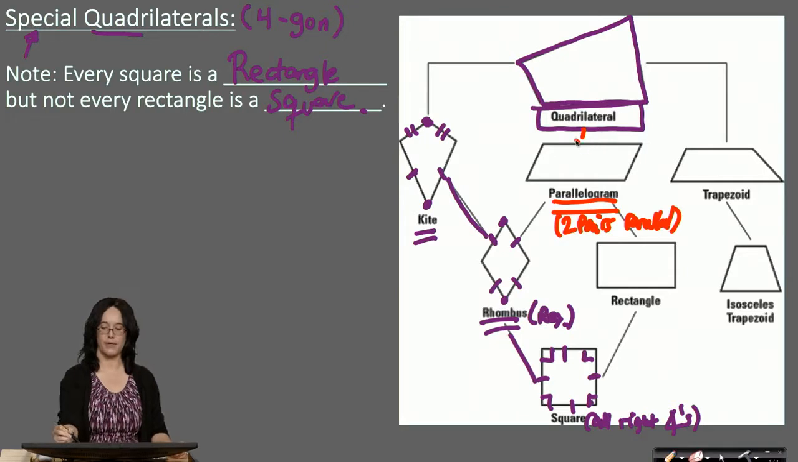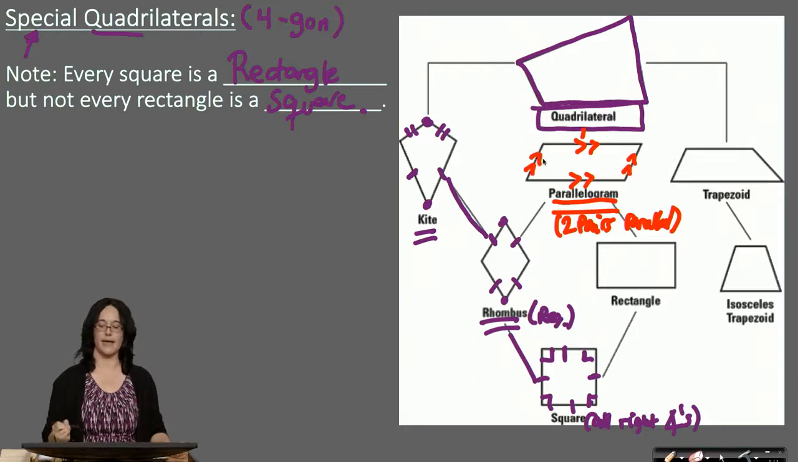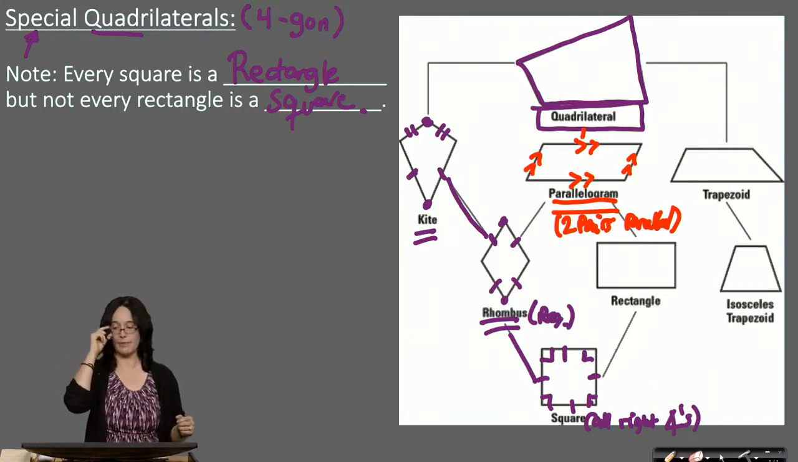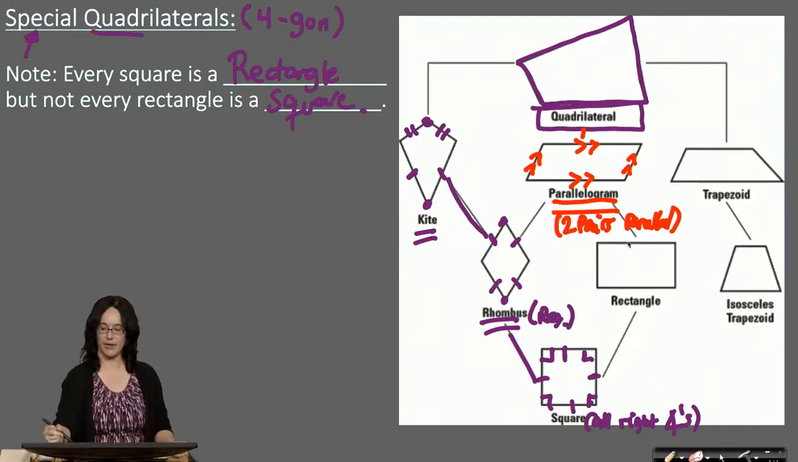Okay, so for example, this side is parallel to this side. And additionally, this side is parallel to that side. So they both have to be parallel to one another in order to be a parallelogram. Now, a special type of parallelogram, we'll continue on this train again, is a rectangle.